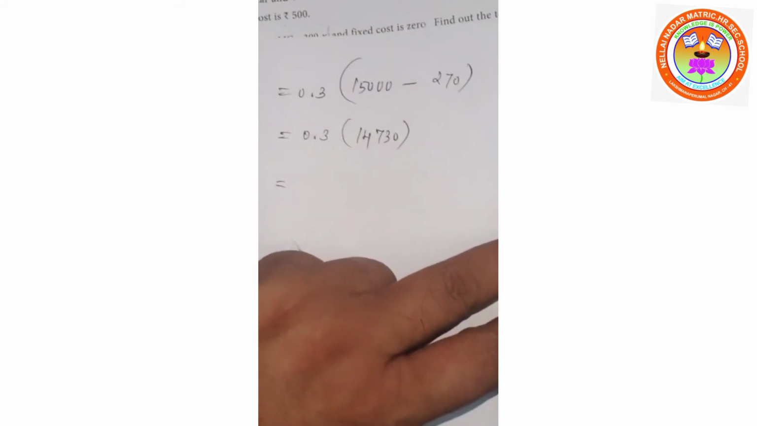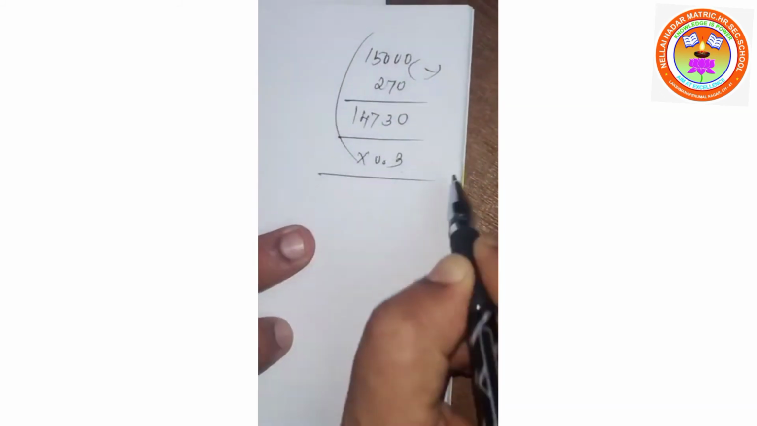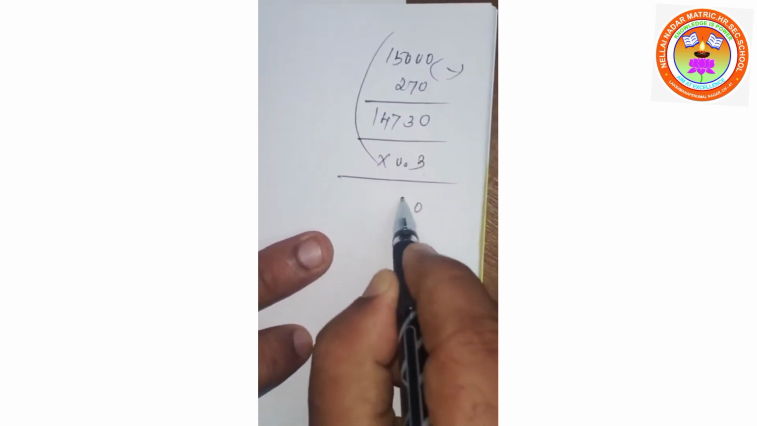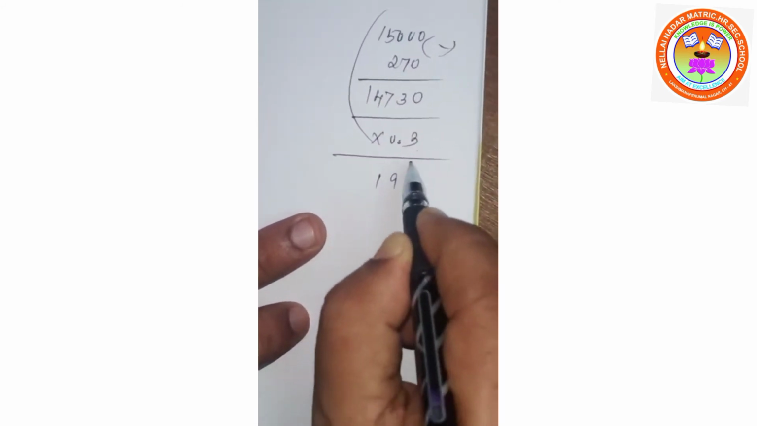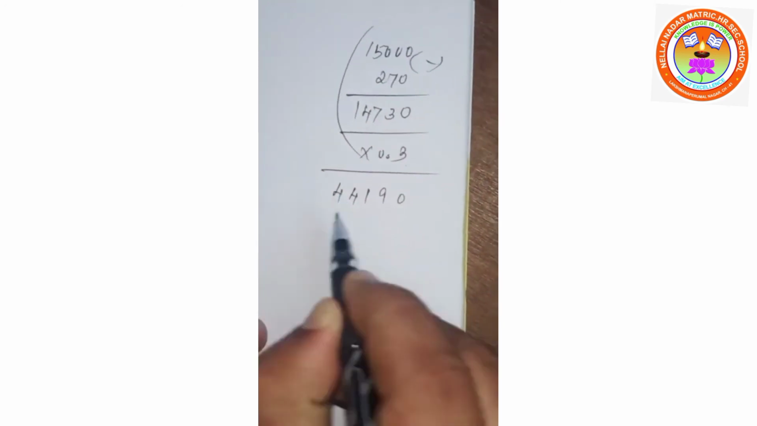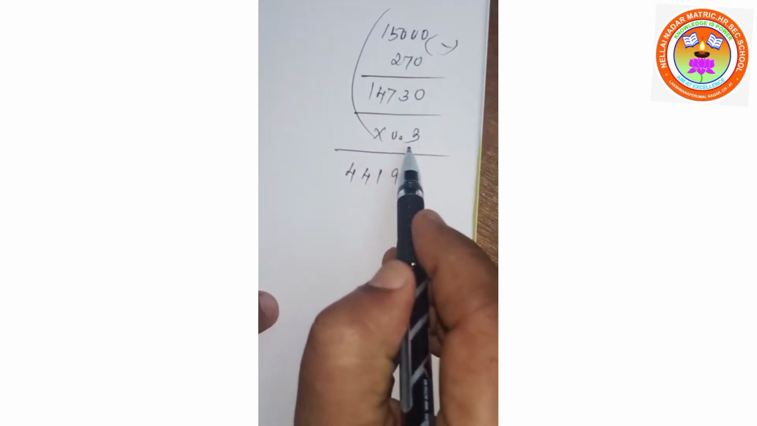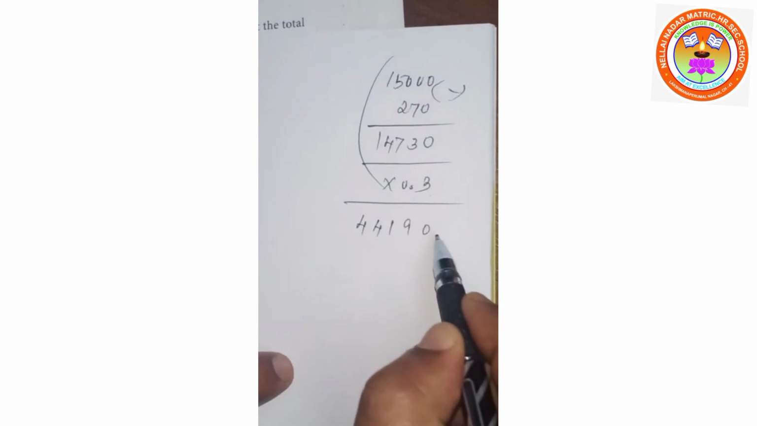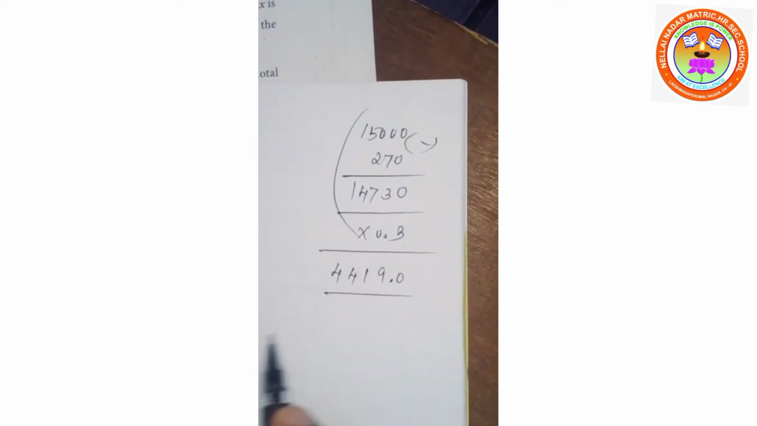Into 0.3. 0, 9, 21 balance 2, 12 plus 2, 14 balance 1. So what's the answer? You have to keep one decimal place, after one digit you have to keep the decimal point. What's the answer? 4419.